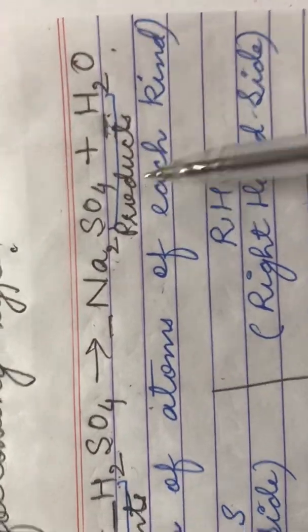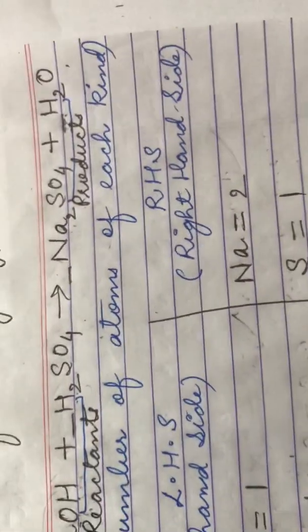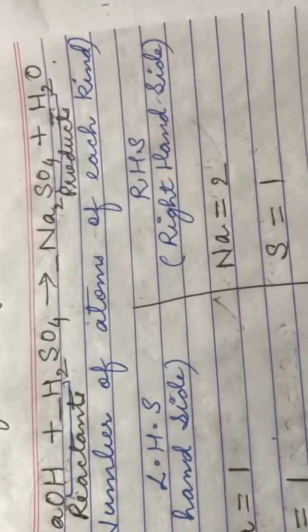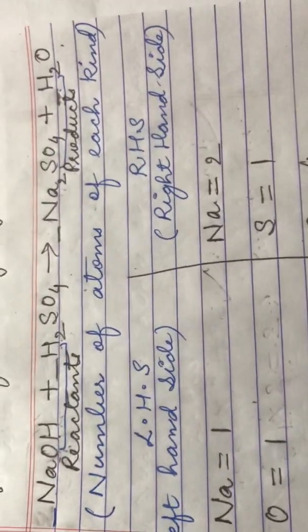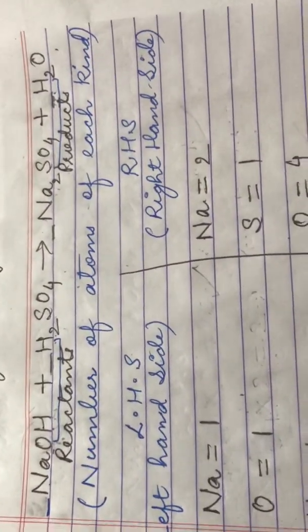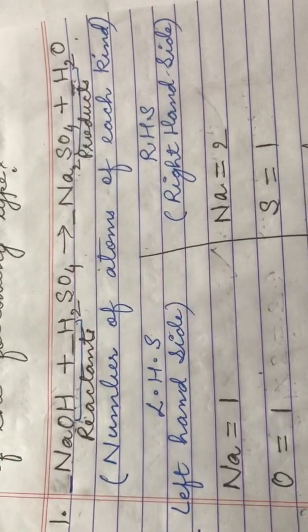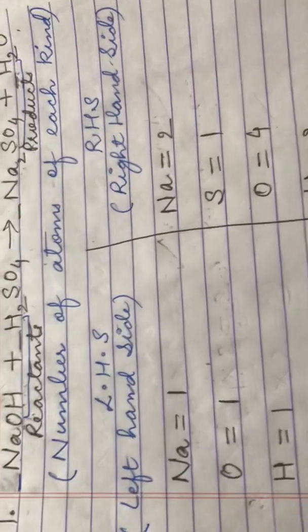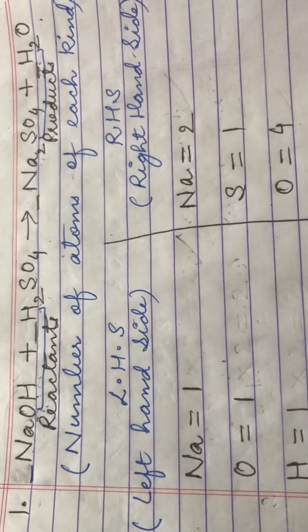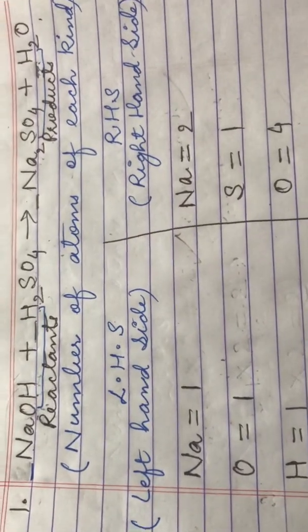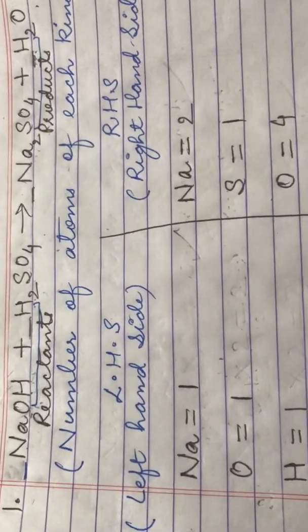These are our products. Now to balance any chemical equation, as we know, the steps that we follow are we write the number of atoms of each kind on the left hand side and the right hand side. We are going to solve this equation in a single step. Now first we write the number of atoms on the left hand side and the number of atoms on the right hand side of the equation.